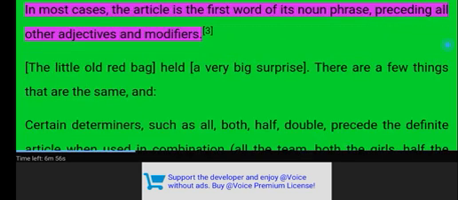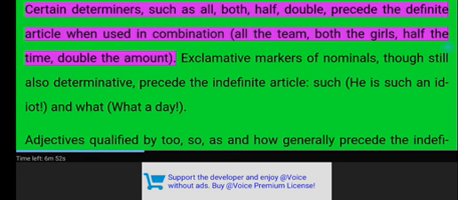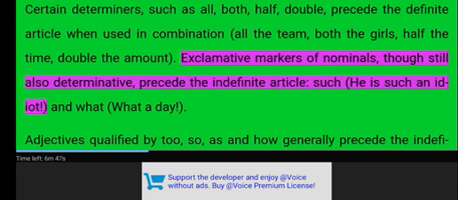Word order. In most cases, the article is the first word of its noun phrase, preceding all other adjectives and modifiers. "The little old red bag held a very big surprise." There are a few exceptions, and certain determiners, such as "all," "both," "half," "double," precede the definite article when used in combination: "all the team," "both the girls," "half the time," "double the amount." Exclamative markers of nominals, though still also determinative, precede the indefinite article: "such," as in "He is such an idiot," and "what a day."